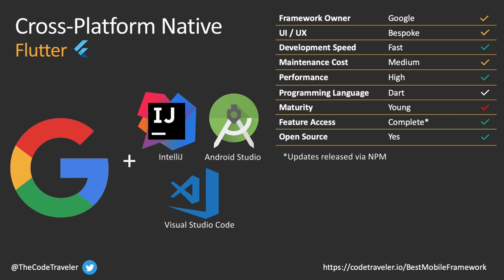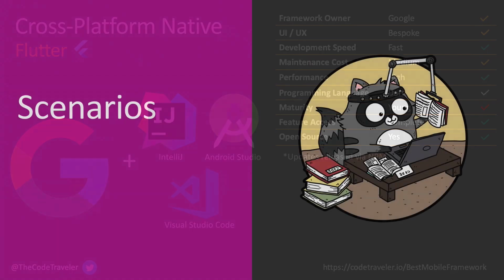Now, Dart is a new programming language created by Google. Not that many developers are already familiar with it, but it has many similarities to Java and C#, and a lot of those developers will take to Dart very quickly. Flutter is new. It was just released within the last year or two, and it is also open source.